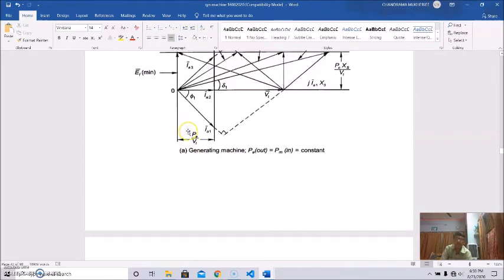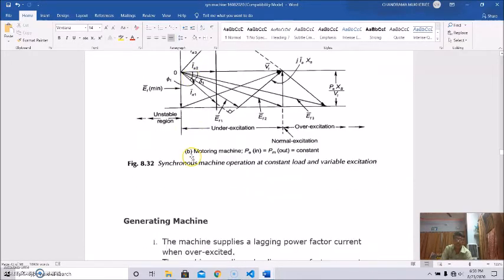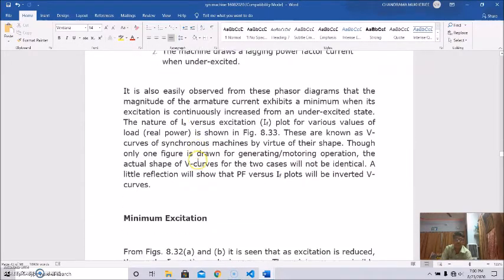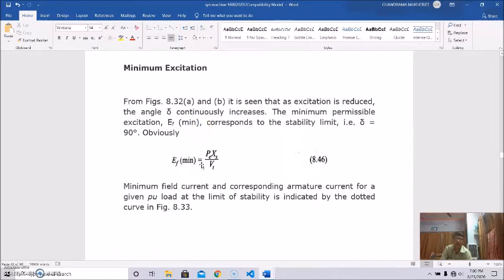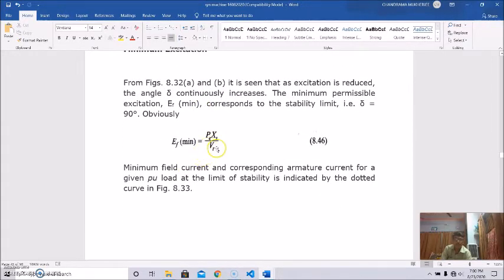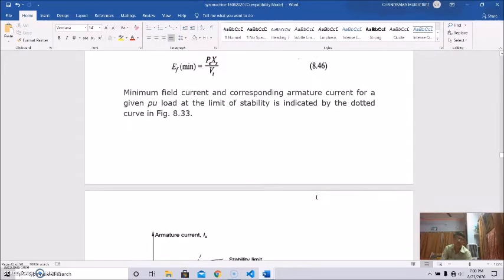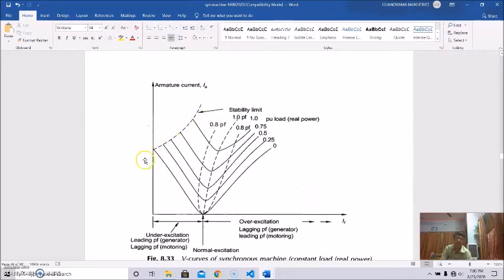Here also you are saying this is EF and this is Vt, so it is 90 degrees. At delta 90 degrees, this minimum excitation is possible. So EF minimum equals P excess by Vt. The minimum field current and the corresponding armature current for a given per unit load at the limit of stability is indicated by the dotted lines here. So this is the stability limit.